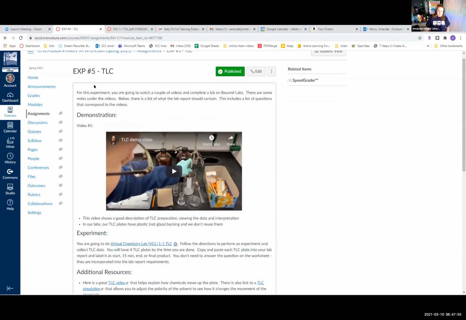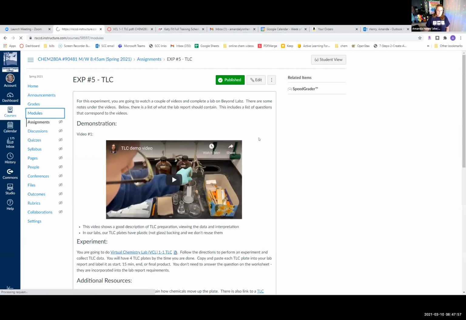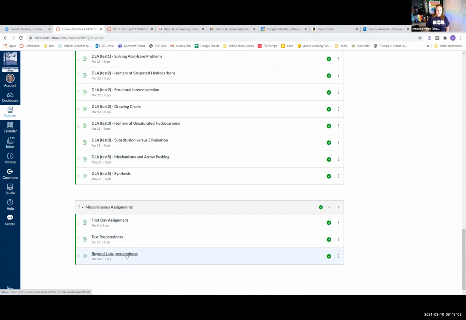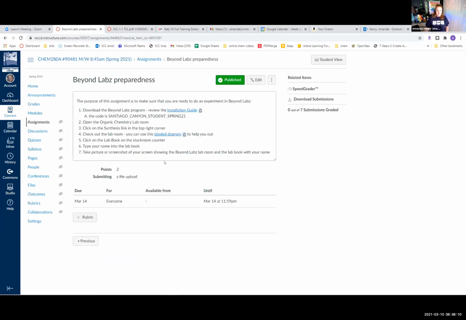So because of that, there is a Beyond Labs preparedness assignment. I originally had it due today, but when I realized I'd forgotten to mention it, I pushed it to Sunday. So if you have the software downloaded, this will take you a couple minutes. If you don't have the software downloaded, it'll take you a few more minutes because you've got to download it. The first thing is to download it. So there's a link to the installation guide. Here is the code, so you do not need to pay for it. That code will get you the software for free.